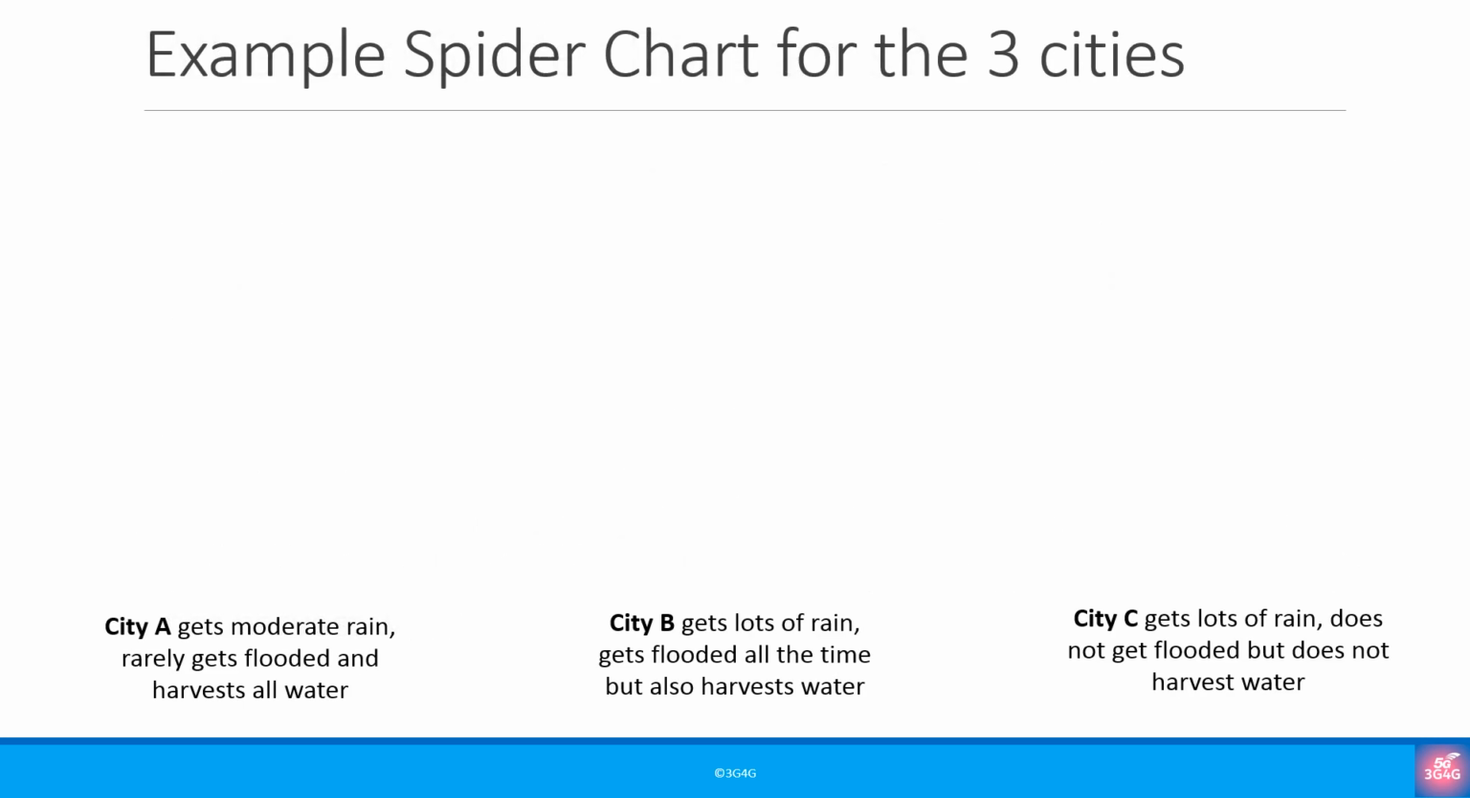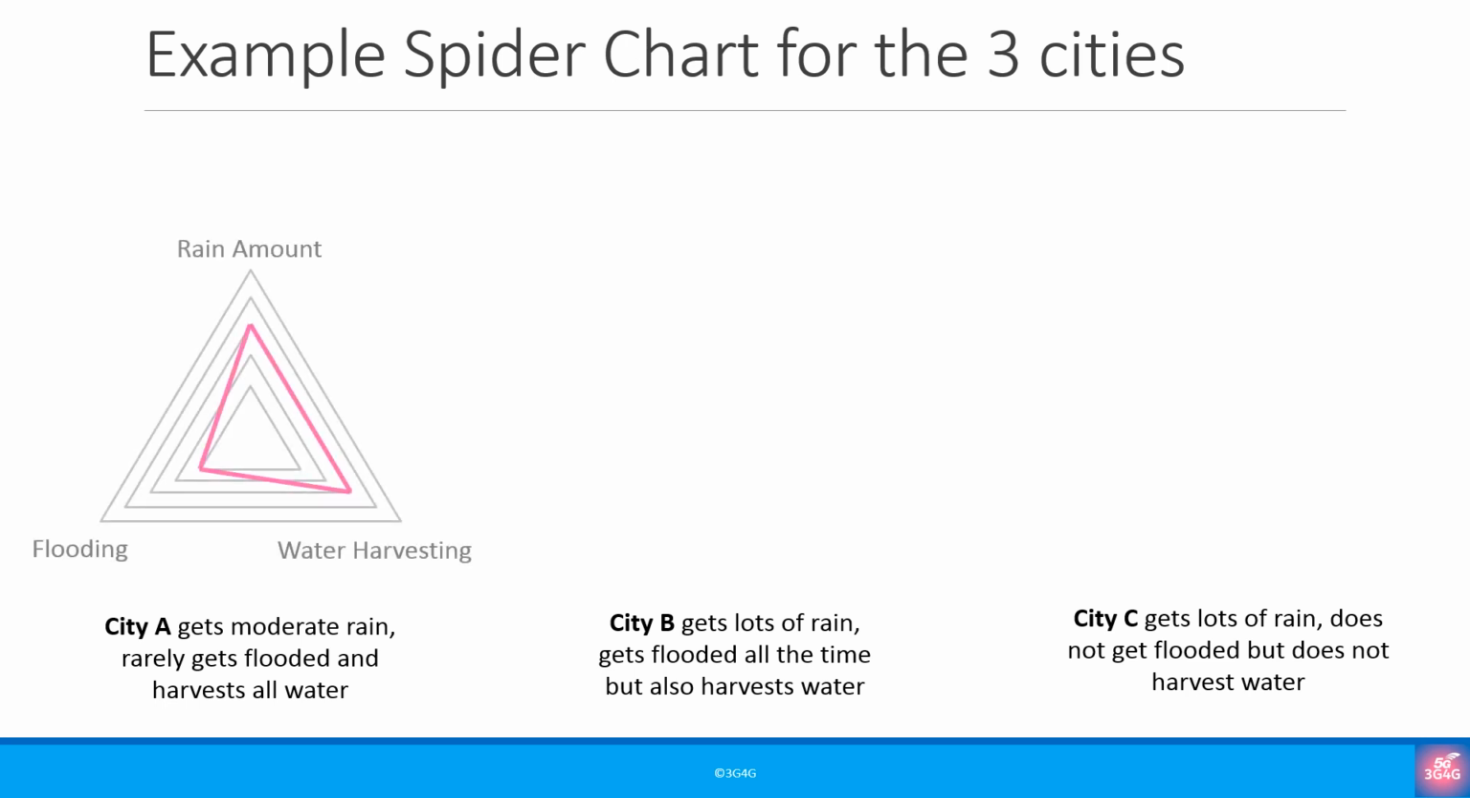So let's start drawing spider charts for each of the cities. Remember, we have three variables: rain, flooding, and harvesting. We can represent using a triangle. For City A, we can see that it has moderate rain and all the water gets harvested. It also doesn't get flooded.